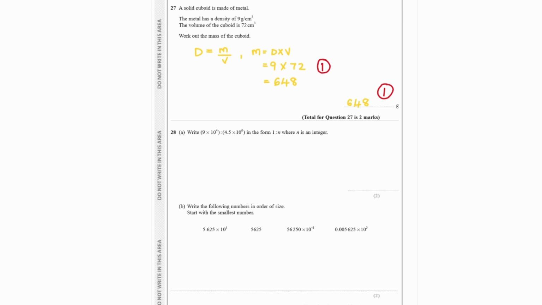Question 28. Part A, write 9 times 10 to the power 4 to 4.5 times 10 to the power 6 in the form 1 to n, where n is an integer. So in order to write this in the form 1 to n, that means we would have to divide 9 times 10 to the power 4 by itself. And if we do that to one side of a ratio, we would have to do the same thing to the second number in the ratio.